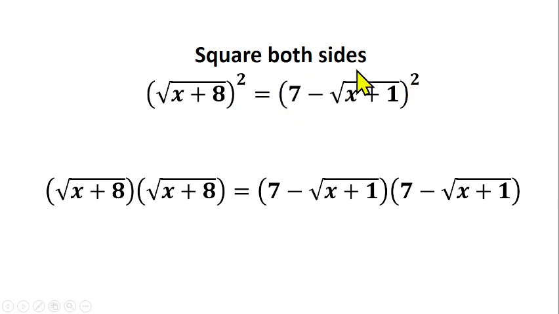You have taken the square of both sides, and what does that mean? You'll be having this in two places, and you'll also be having this in two places as well, according to the square. This means you're having the square root of x plus 8 in two places, then 7 minus the square root of x plus 1 in two places as well, which is what you're having here right now. Then the next thing is to open the bracket by multiplying out the brackets.